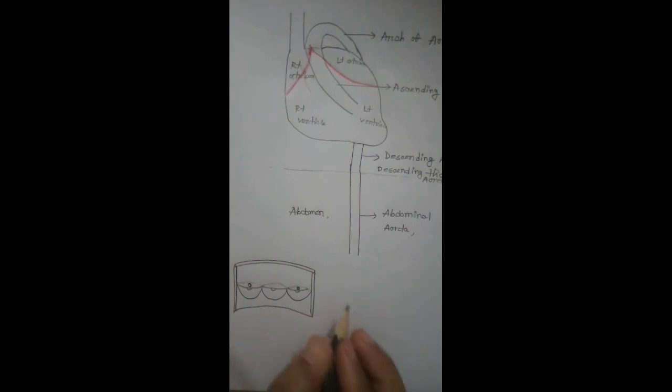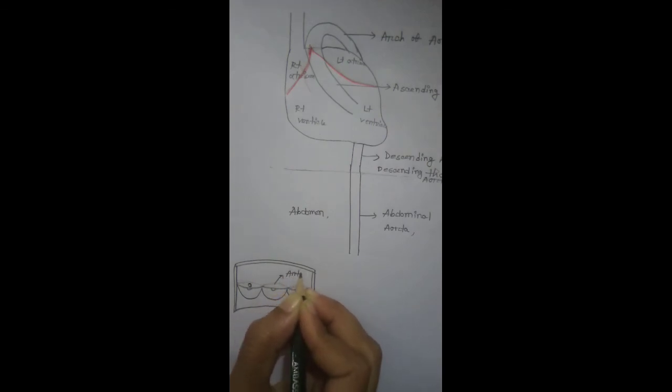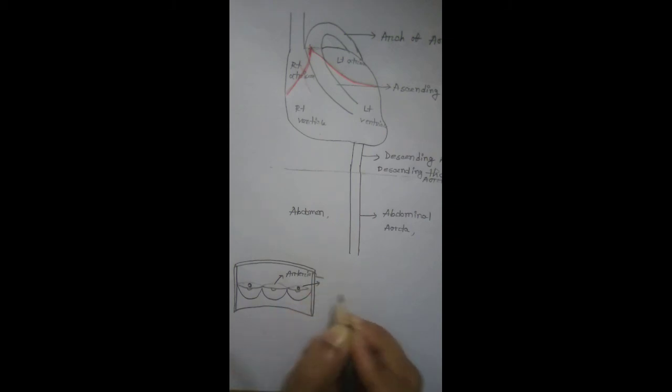The names of the sinuses are: anterior, left posterior, and right posterior. And these are the openings of coronary artery.